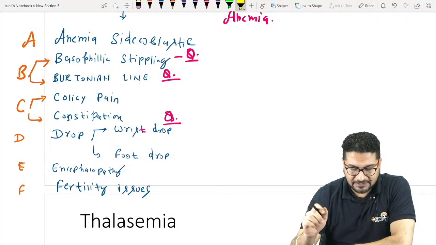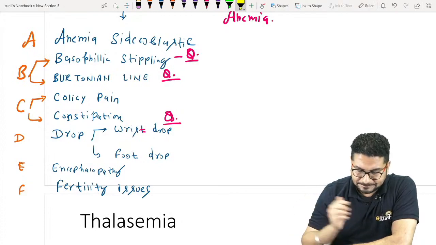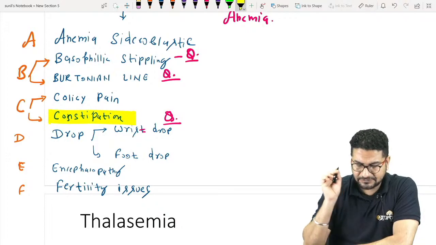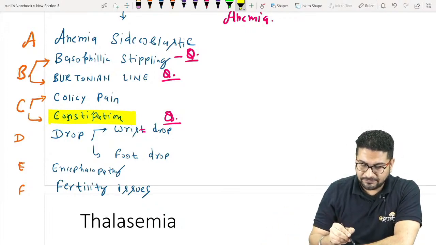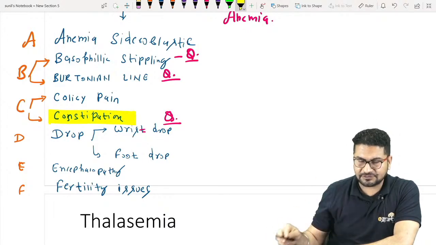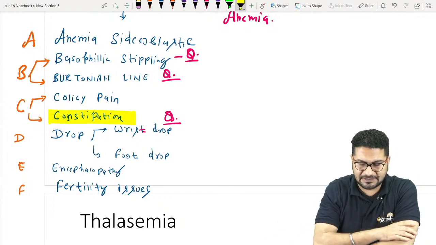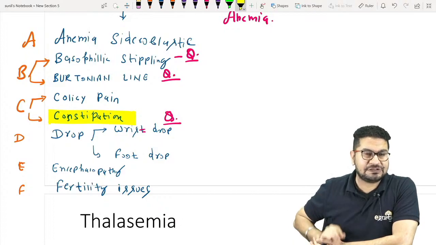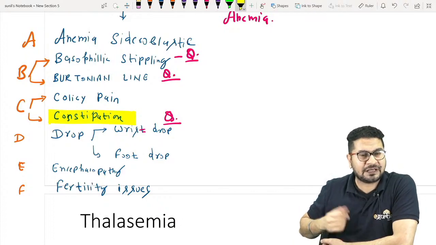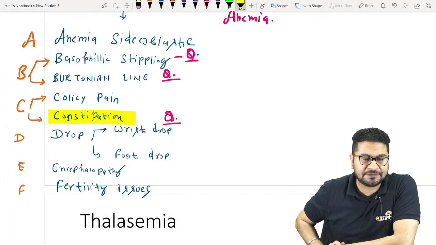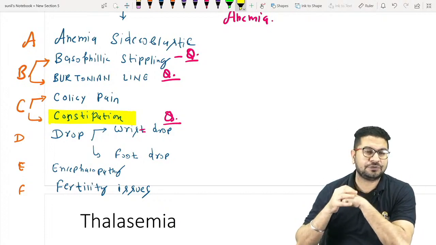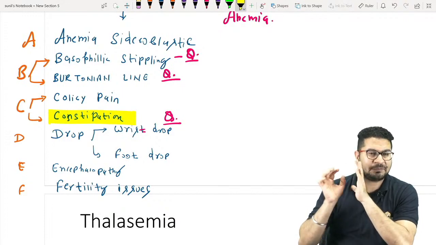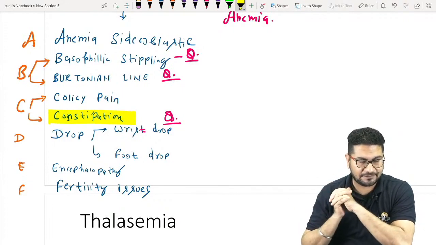So these are MCQ-based things, but if I talk about clinical practice, what is important? In practice, the most important thing is constipation. Why? Tell me the answer. Most poisonings present with diarrhea. What happens in most poisonings? Diarrhea. Here, it is constipation. This poisoning is presenting to you with constipation. So remember, that's why constipation is important in practice, but MCQ-wise it's not important at all.